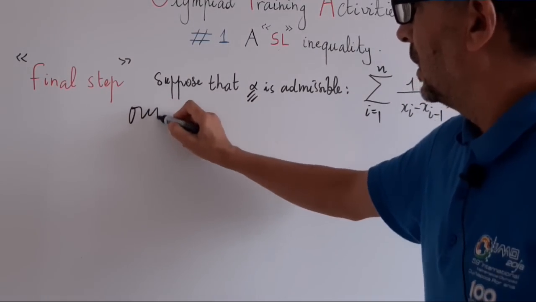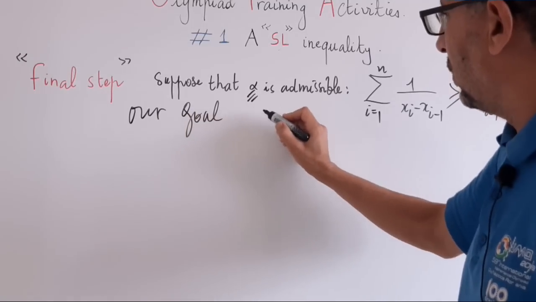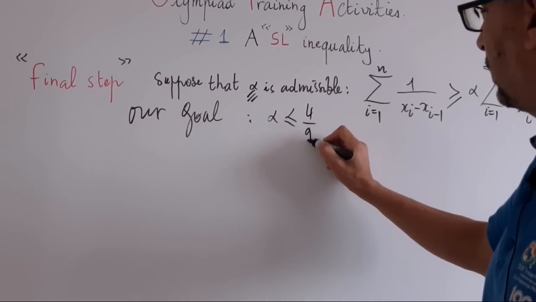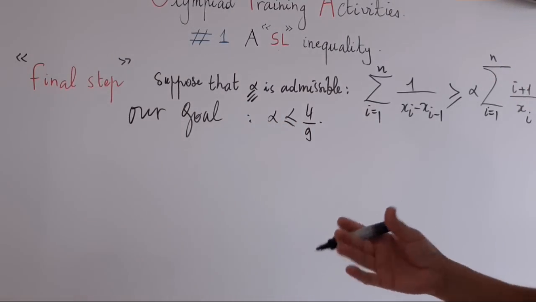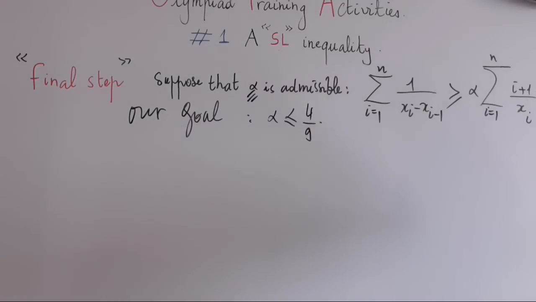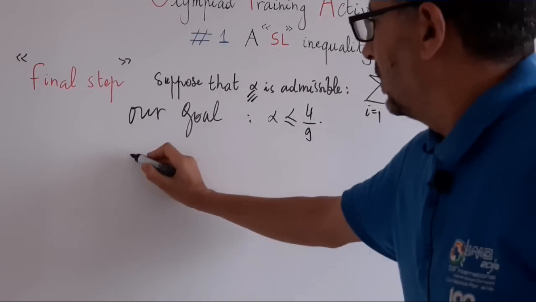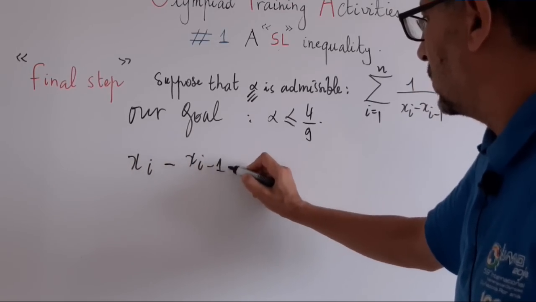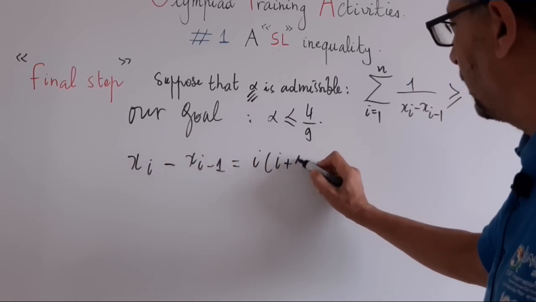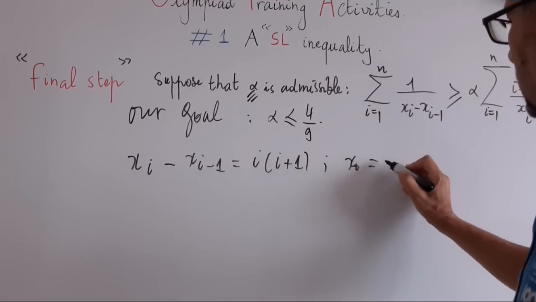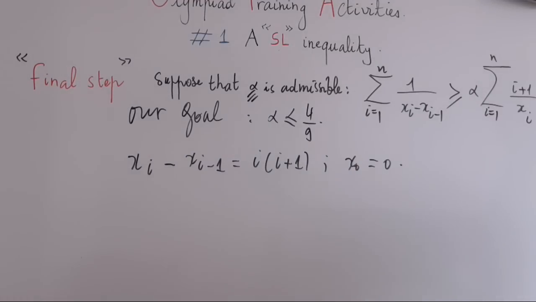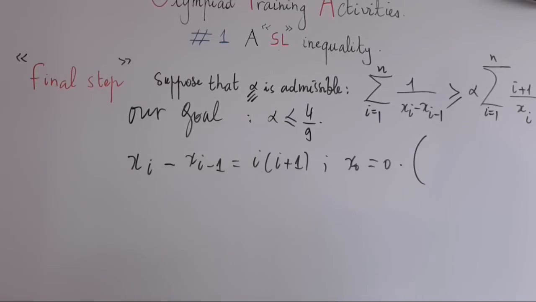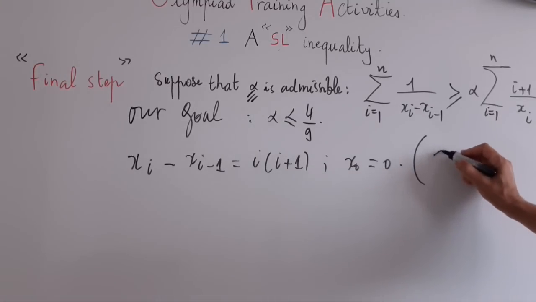Okay, in this final step, now we suppose that alpha is an admissible real, which verifies this. Our goal is to prove that alpha is less or equal than 4/9. To do this, we will construct a sequence which gives us this statement. Fortunately, this is a convenient sequence constructed in this way by adding that x_0 is equal to 0. I recall that this work is from the problem selection committee of IMO 2017.